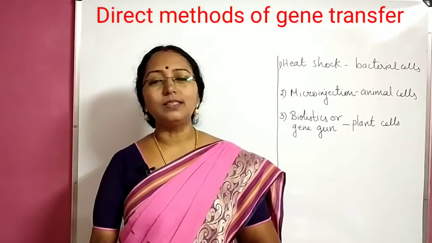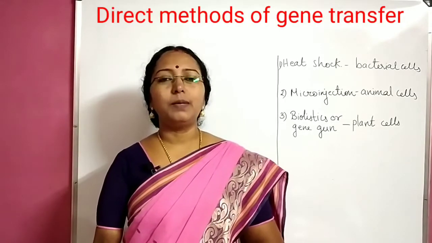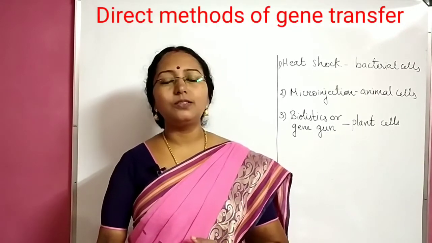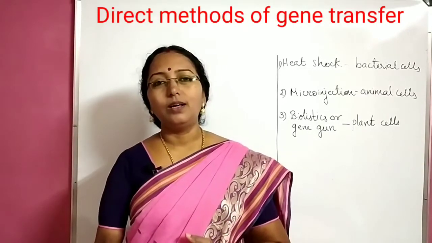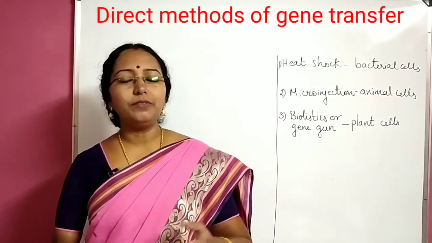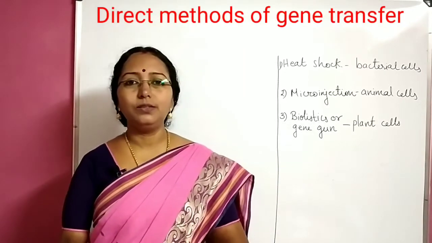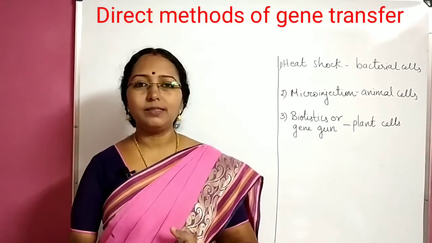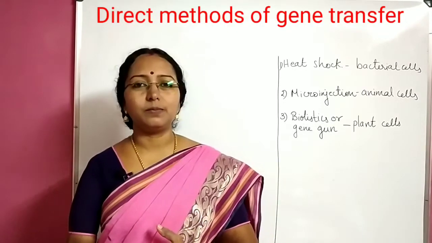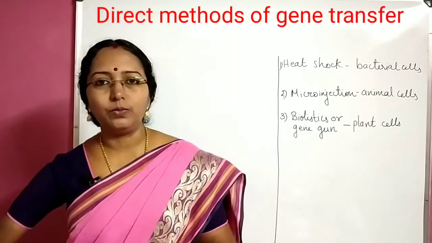In today's session, I'll take you through the three different methods by which a foreign gene can be inserted directly into a bacterial cell, a plant cell, or an animal cell. So far we have learned how we can introduce our gene of interest using cloning vectors, plasmids and so on. Today we can see how we can do it without these plasmids, directly. So we are going to deal with direct methods of gene transfer.